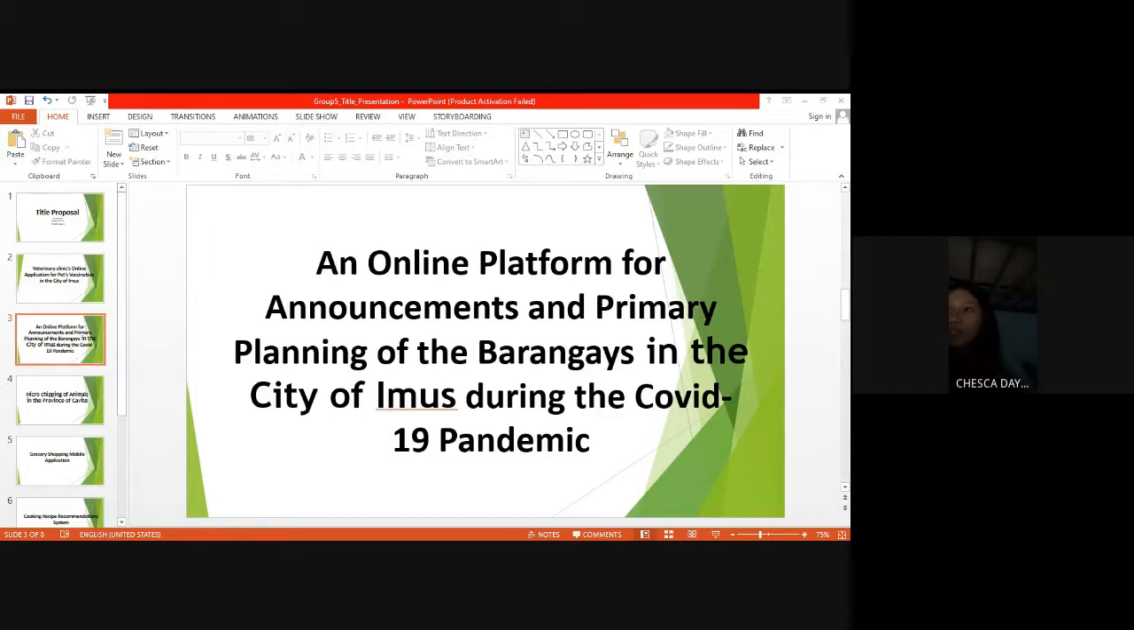So for me as a resident of a barangay, I wanted to have an update so I will be prepared on what they are going to do in our barangay and we are all updated. It will be less hassle if there will be an online platform or website where all the residents will be updated. So we came up with this title because I experienced inconvenience caused by the barangays in our area.